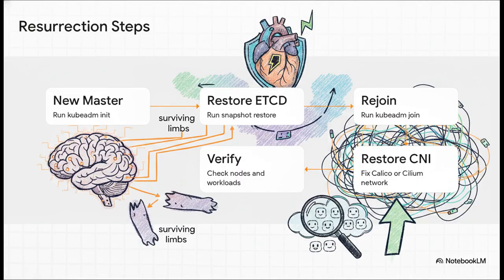To fix a zombie cluster, you have to do a surgical cluster resurrection. You are essentially grafting a brand new brain onto those surviving limbs. First, establish a new master node using kubeadm init. Step 2, do that life-saving etcd snapshot restore. Step 3, use kubeadm join to reintegrate the new control plane. Step 4, meticulously restore your CNI network like Calico or Cilium so everything can talk again. And finally, verify your nodes with kubectl get pods -A. Only then is your cluster officially resurrected.